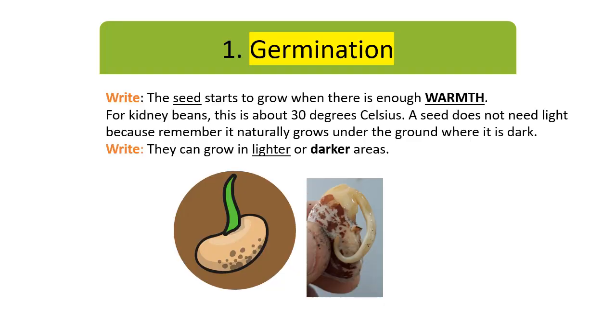So what is germination? So a seed starts to grow. Germination is when a seed starts to grow when it has enough warmth. Okay, so for kidney beans, this is about 30 degrees Celsius. That's the temperature it needs to grow or to germinate. A seed does not need light because remember, it naturally grows under the ground where it is dark. So seeds can grow in darker areas, but they don't need light to grow, just enough warmth or temperature.